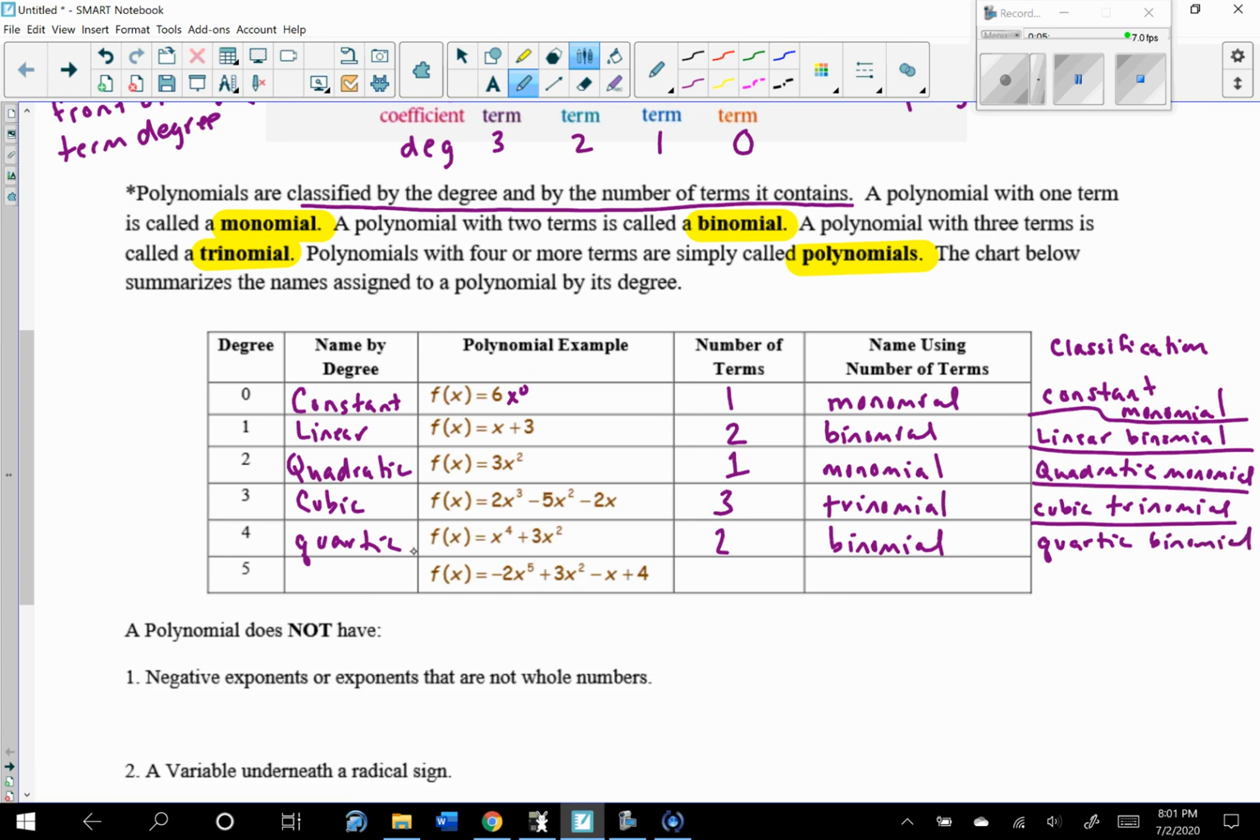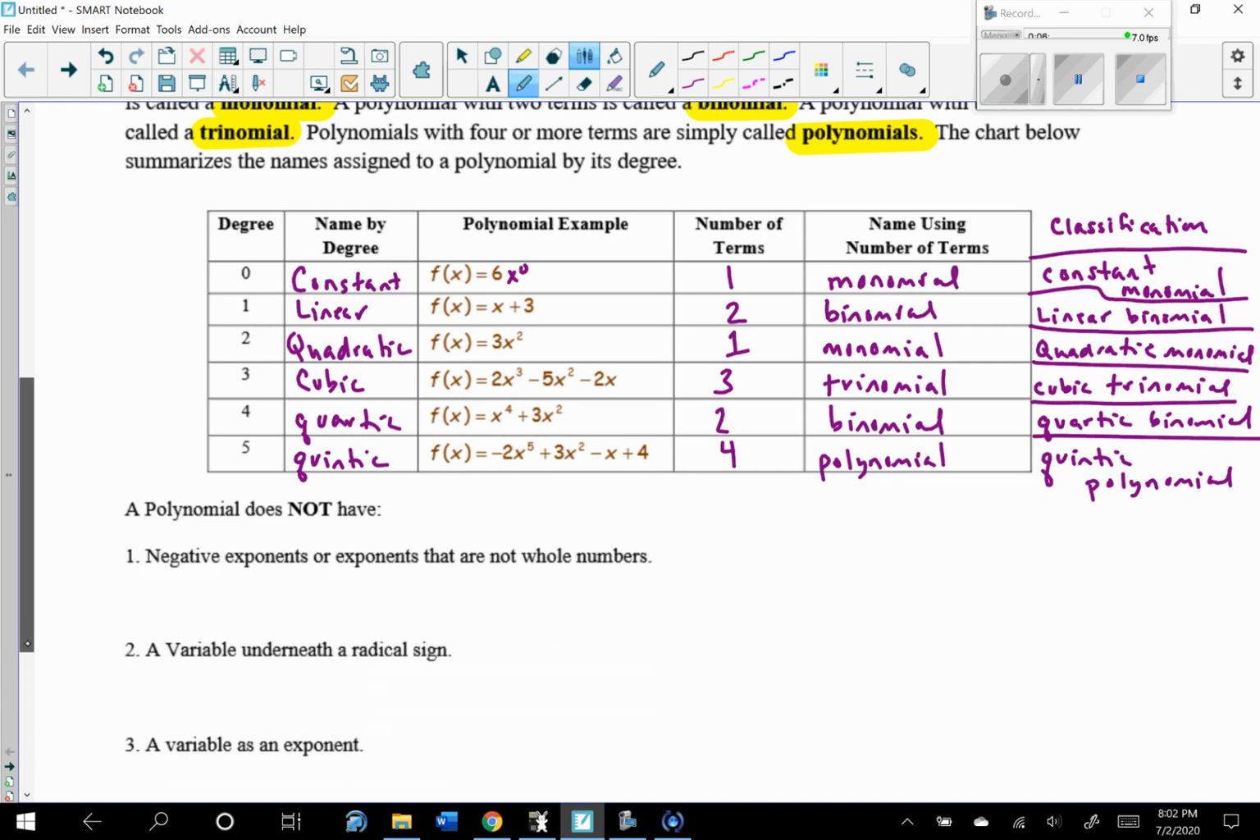Here, this is in standard form again with degree 5, so this is quintic. And there's four terms, so that means it's a polynomial. We have four more terms, so we call this a quintic polynomial for the classification. Anything above degree 5, we just write degree 6, degree 7, degree 8. These are the names that you do need to know along with the terms. And so again, this is the classification of each of these polynomials.